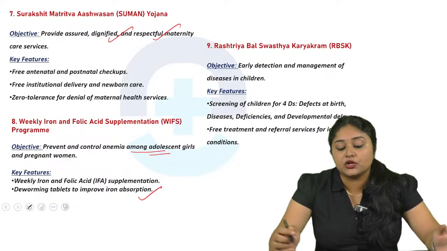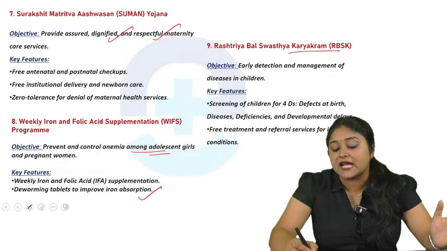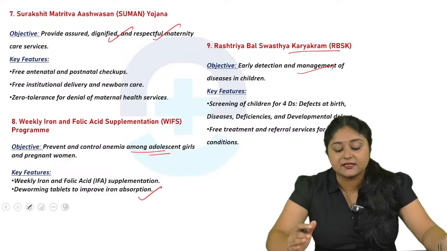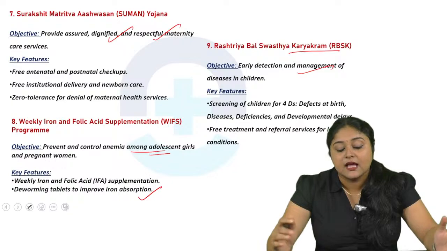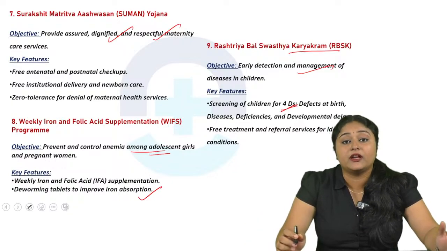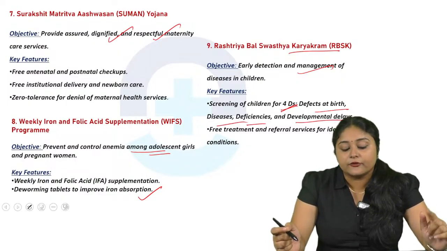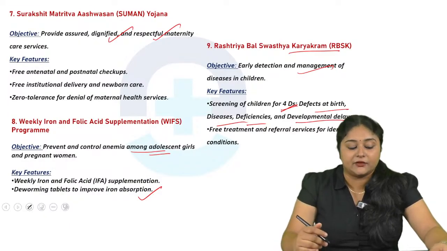Now come to the Rashtriya Bal Swasthya Karyakram, RBSK. The main objective is early detection and management of diseases present in children. What are the key features? Screening of children for 4D. What is the 4D? Defects at birth, diseases, deficiencies and development delays. And free treatment and referral service for the identified conditions.